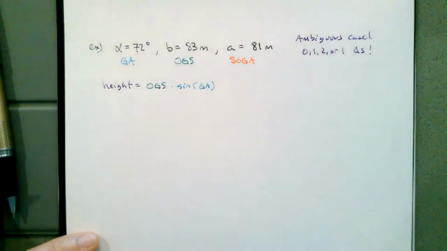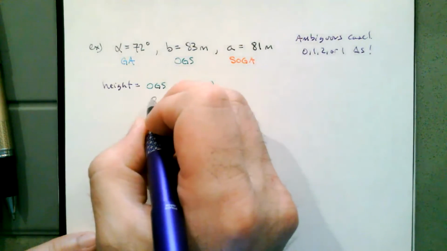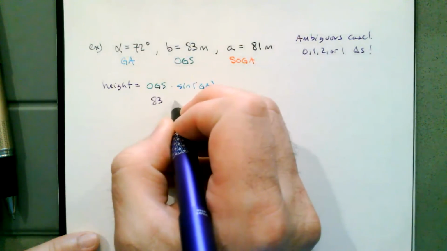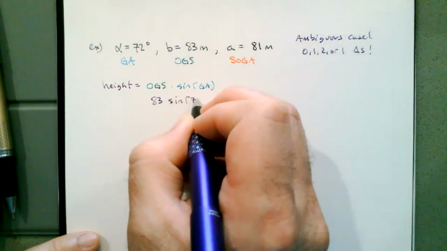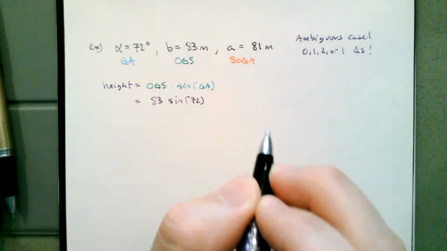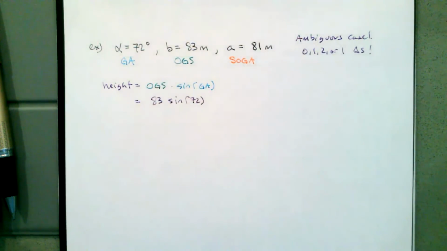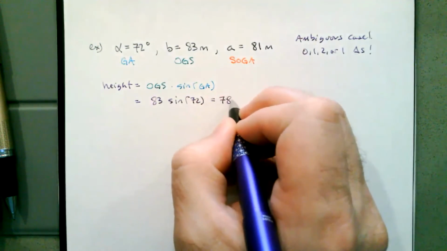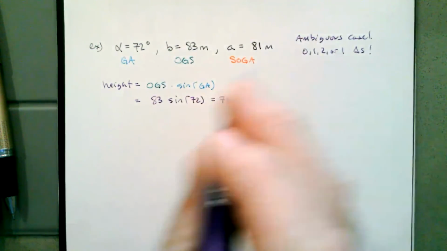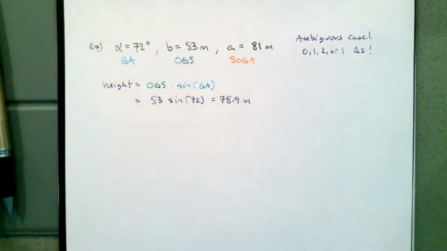So the other given side is 83. And the sine of the given angle, the given angle is 72. And we know that 83 sine 72 is 78.9. So we notice that the side opposite the given angle is greater than the height. So we get at least one triangle, but less than the other given side. So we get two triangles.